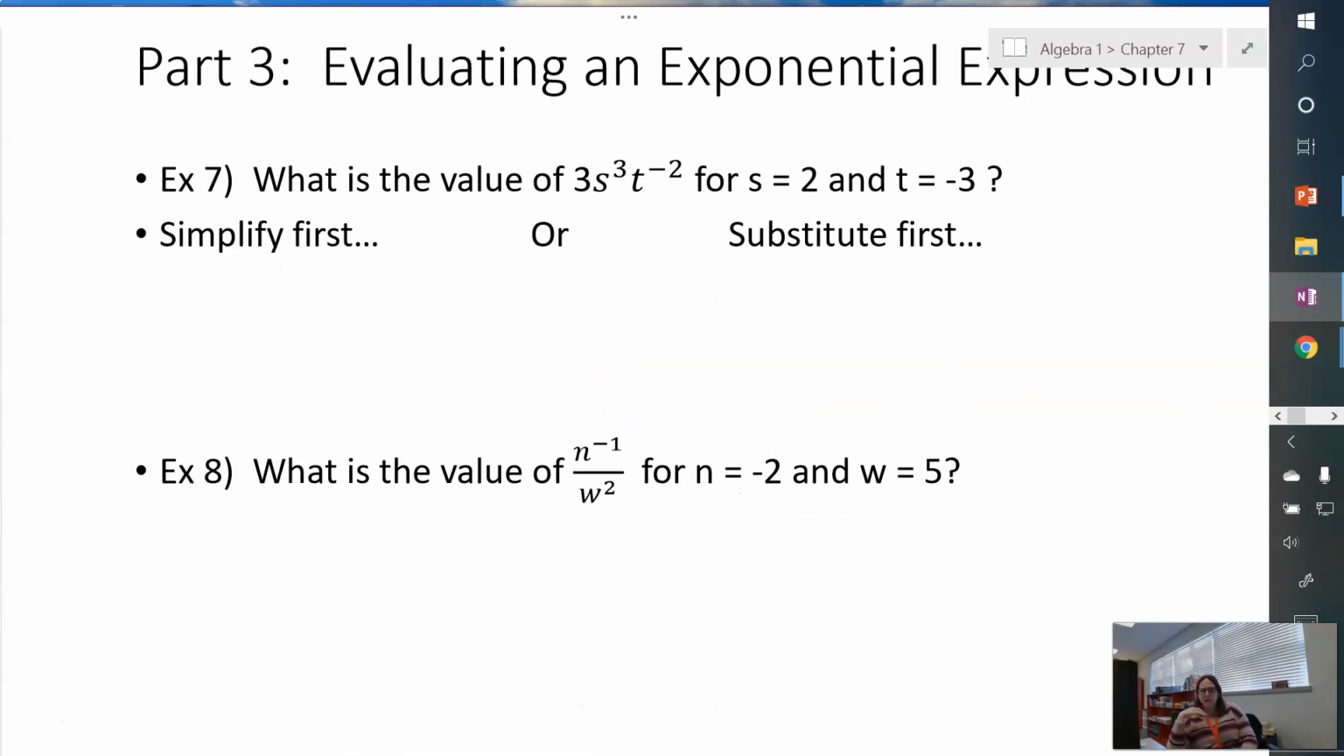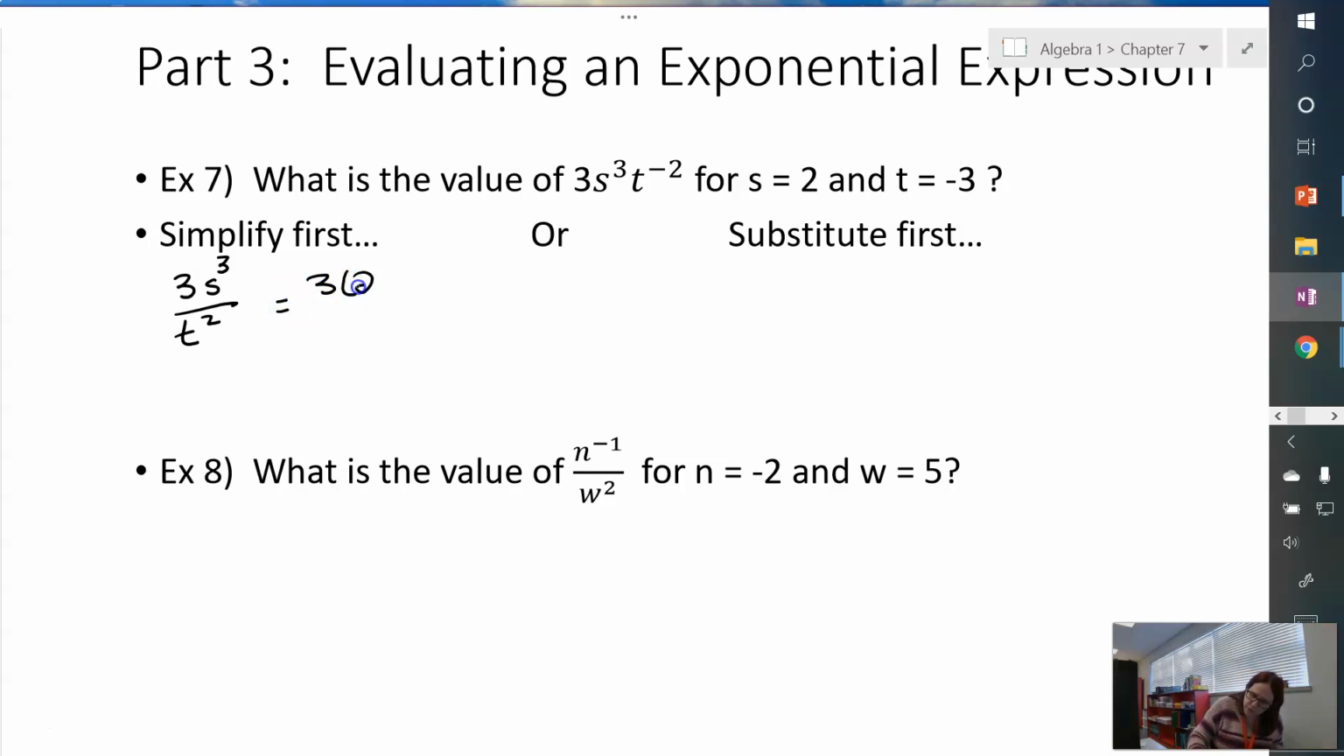All right, so when we evaluate expressions, what we can do is plug those numbers in. And then there's always a question. Do I simplify first or do I substitute first? Well, let's see. So we're going to start with 3s cubed t to the negative 2. Now that t to the negative 2, that's upstairs. It's going to go downstairs. Okay, so I did that. Now I'm going to substitute in.